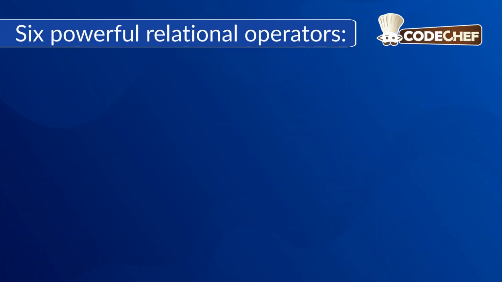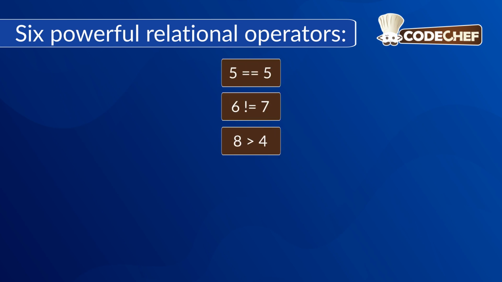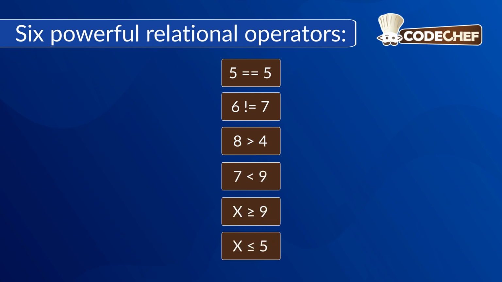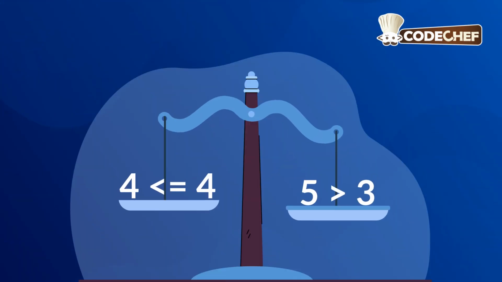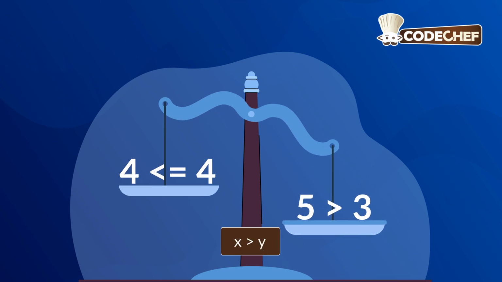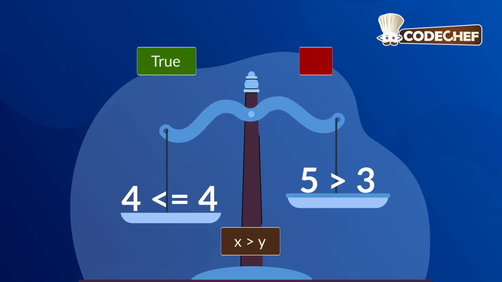In this video, you'll learn how to use 6 powerful relational operators: equal to, double equals, not equal to, greater than, less than, greater than or equal to, and less than or equal to. Plus, how to compare multiple values in one line. Relational operators are used to compare 2 values and return either true or false.